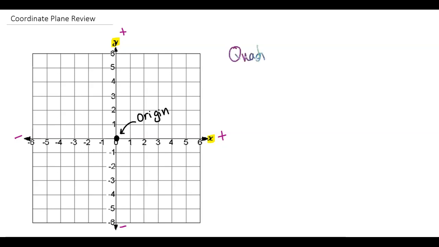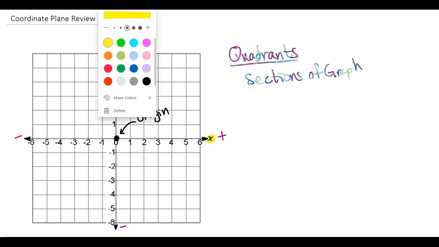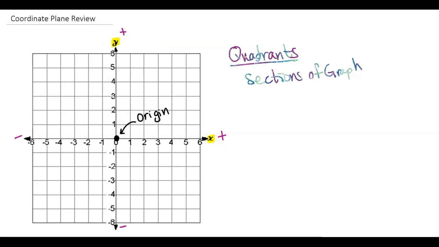look at that fancy pen, right? Quadrants are sections of the graph. And if you look, change colors, highlighting, I have 4 different sections. I have this section here, the section here, section here, and section here.